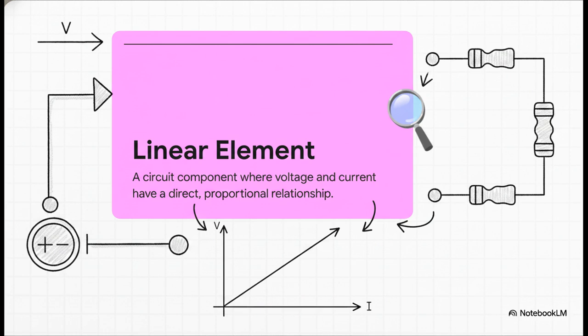This reliable relationship is governed by Ohm's law, beautifully simplified as voltage equals current times resistance, or V equals IR. It's a mathematical rule you can basically always count on.